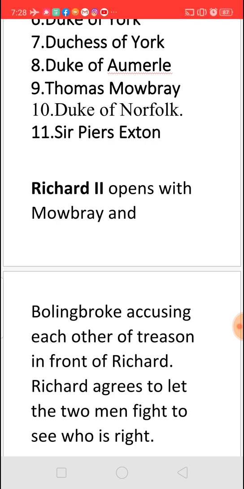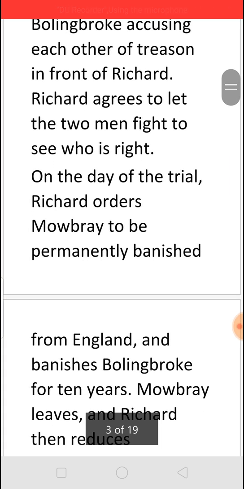And the reason is that the Duke of Gloucester is killed. Bolingbroke says that it is Mowbray who has actually been behind this murder, and Mowbray says, no, I am innocent. And what Richard does is, instead of inquiring about what has happened and finding out the truth, he says that both of them have to fight, and whoever wins will be the person who is on the right side, which is not the actual way to give judgment in any case.